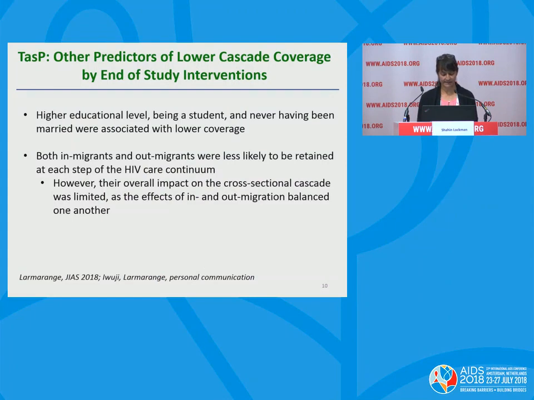In TASP, several sociodemographic factors shown here were associated with lower coverage. Importantly, individuals who migrated into and out of the communities were less likely to be retained at each step of the HIV care continuum. However, their overall impact on cross-sectional coverage was limited, as the effects of in and out migration balanced one another.